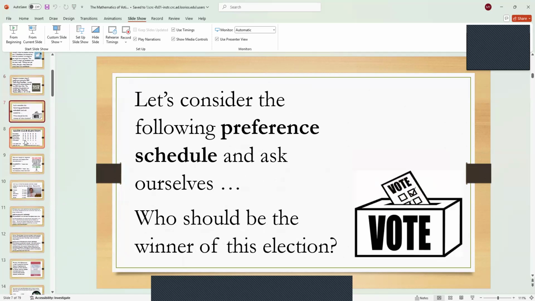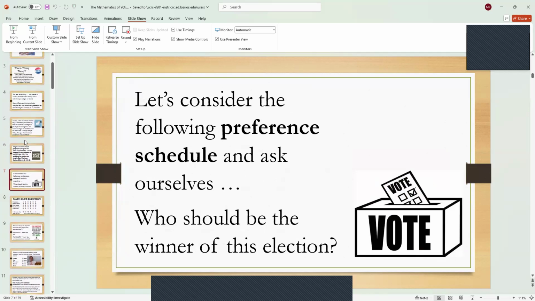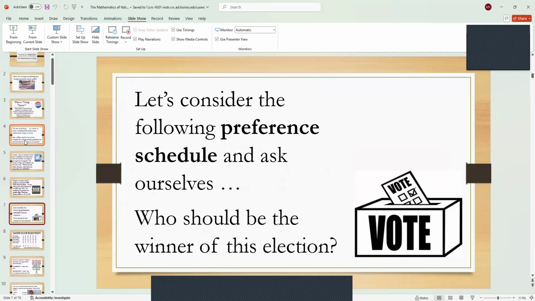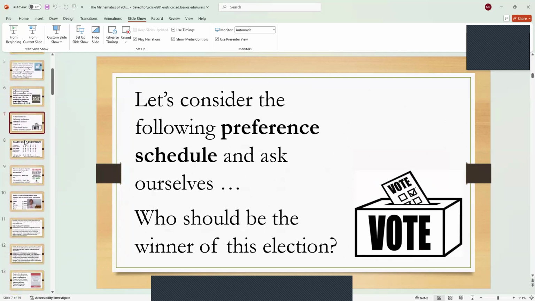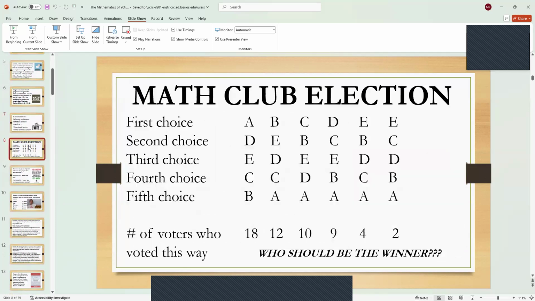Let's talk about what's called a preference schedule. A preference schedule looks like this. This is called a preference schedule. Let's try to understand what this is even saying. Like, what does this mean?